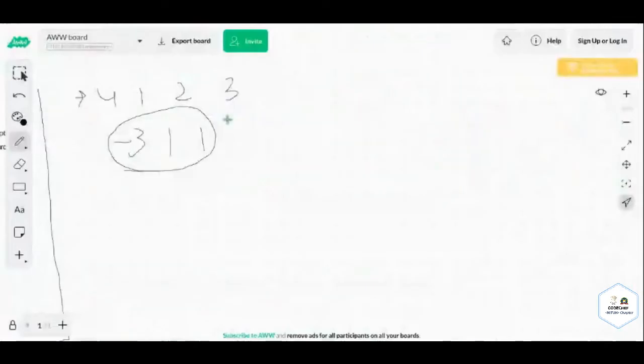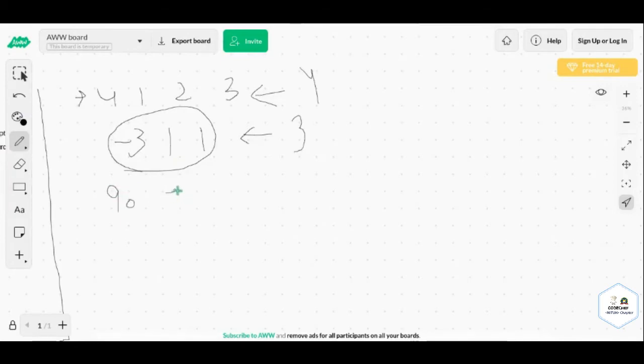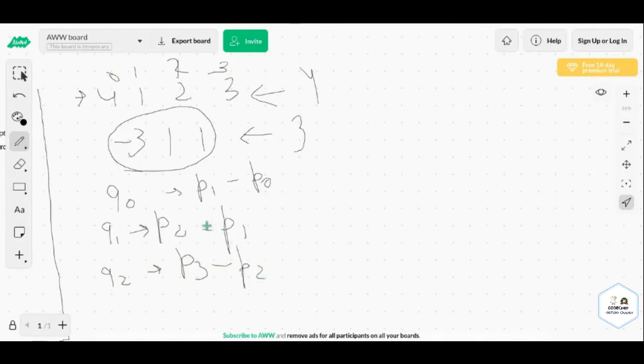Obviously, if the length of the permutation was 4, the length of this given array will be 1 less, that is 3. So q0 will be the difference between p1 and p0, right? Q1 will be the difference between p2 and p1. Here we are indexing 0, 1, 2, and 3. And similarly q2 is the difference between p3 and p2. So what is the observation here?